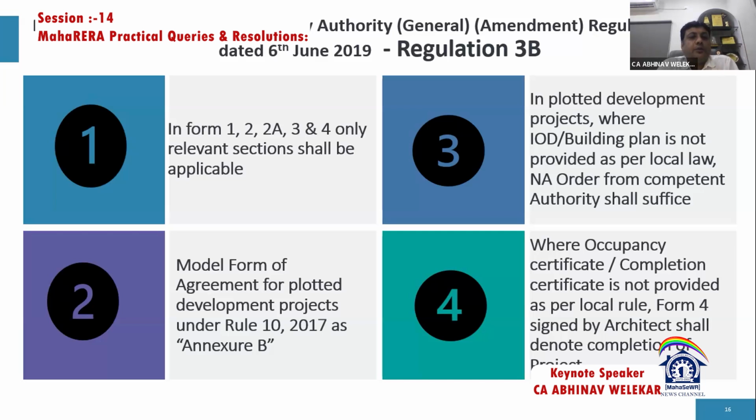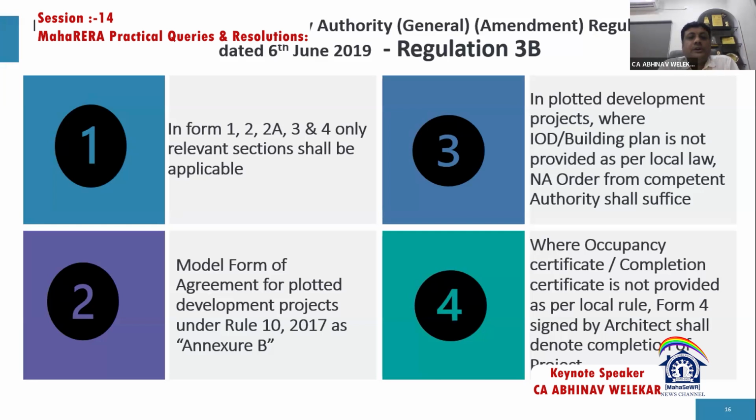So the first point that this regulation covers vis-a-vis the plottable layouts is that form 1, 2, 2A, 3 and 4 can be changed wherever the section requires, and wherever there is a requirement that they be made suitable for the plottable project. Such changes can be made by the professionals, like form 1 is issued by the architect, so he can make those changes and he can issue that form.